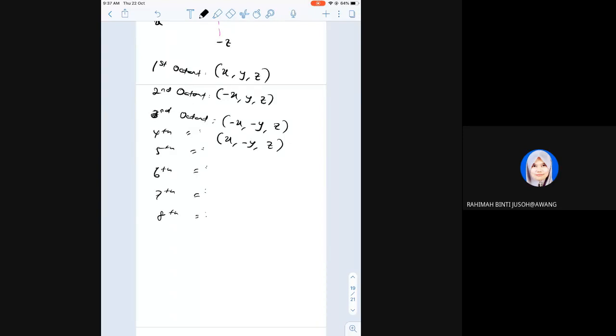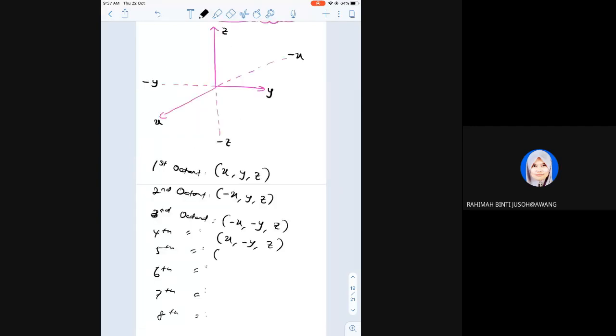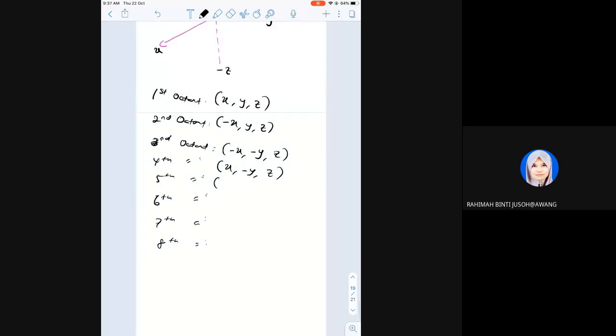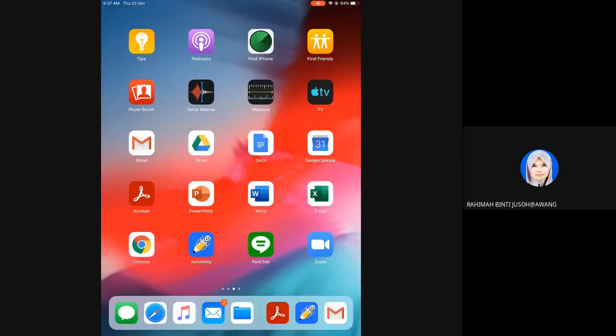Now, okay, 1, 2, 3, 4 is the upper part, bahagian atas, positive Z. 5th, 6th, 7th, and 8th octane will be on the lower part. So Z dia negative. Okay, so 5th octane start bahagian bawah tapi depan balik. Okay, 5th octane ni dia bahagian bawah tapi di depan. So X still positive. Okay, sebab tadi kalau you tengok, mana video tadi?